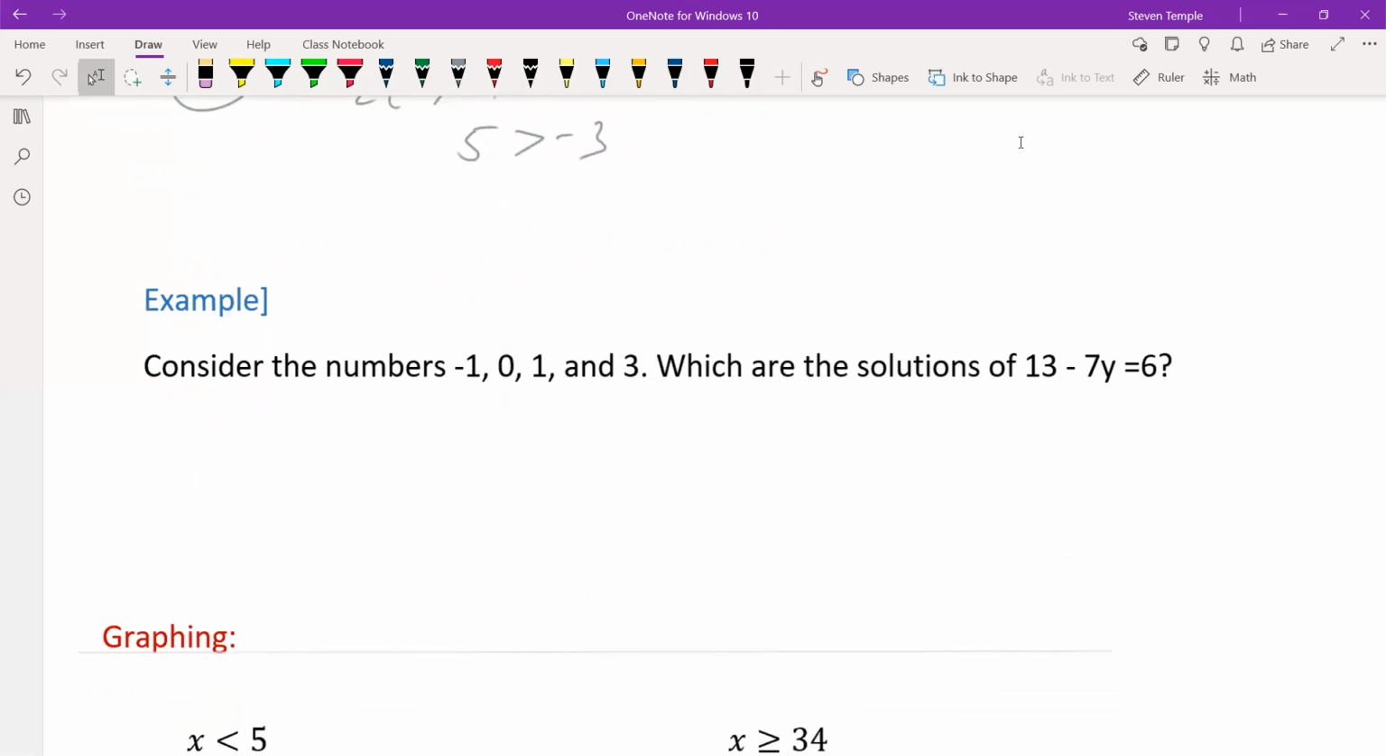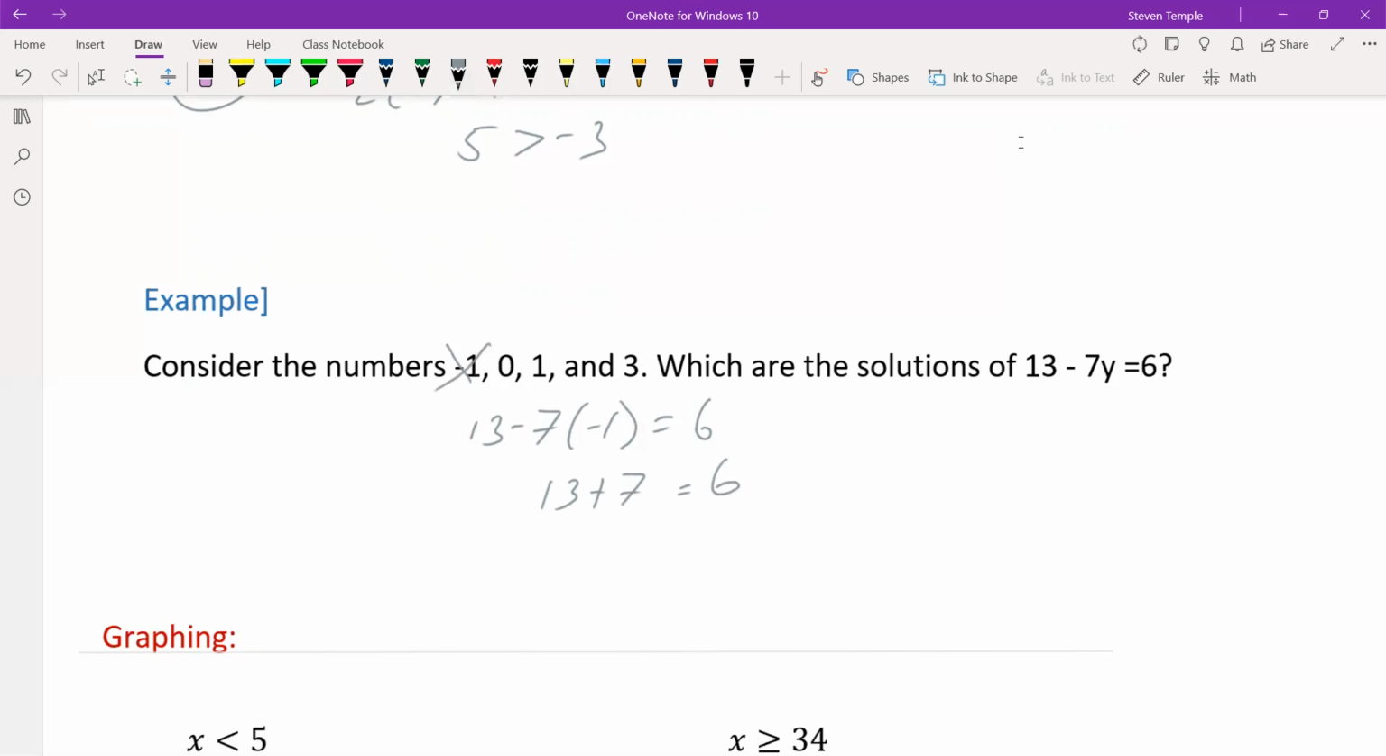Just another quick example. Consider here 4 numbers, -1, 0, 1, and 3, which are possible solutions to this equation. So if I wanted to quickly figure this out, it should equal 6. If I put a -1 in there, I'm going to get 13. -7 times a -1. Is that going to equal 6? No, that's not going to work. So -1 is not going to work.